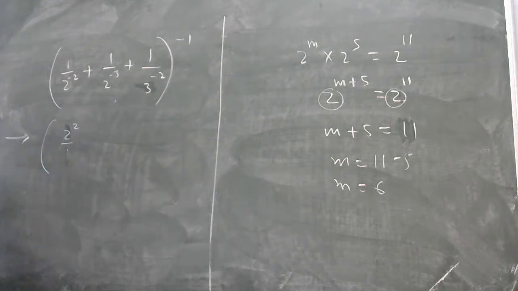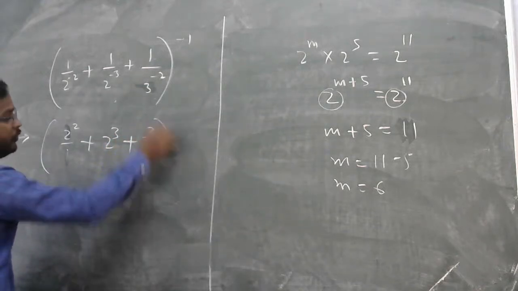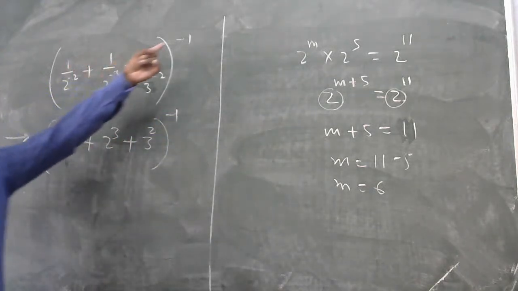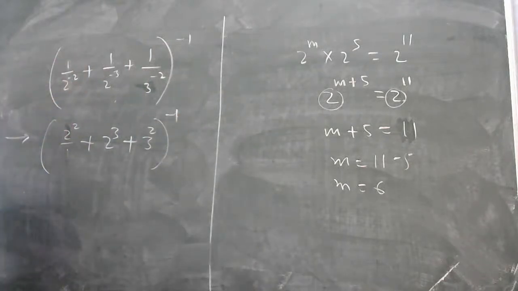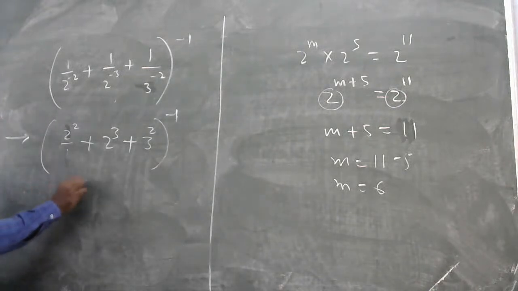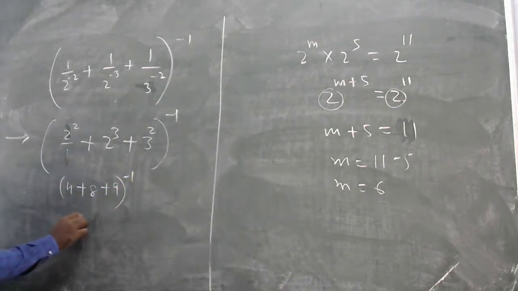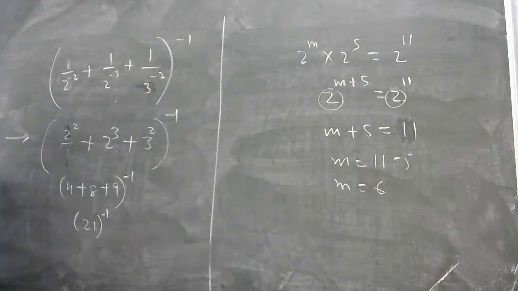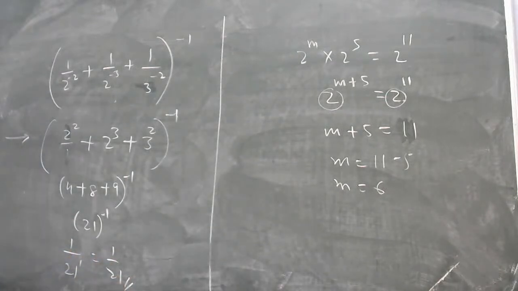You don't have to write that. Plus 2 to the power of 3 plus 3 to the power of 2, whole to the power of minus 1. This minus 1 you don't change, but you simplify inside the bracket, then you change the sign. So you get 4 plus 8 plus 9, whole to the power of minus 1. You get 21 whole to the power of minus 1. Now the power is negative. How to make it positive? So 1 by 21 to the power of 1, minus 1 will become plus 1. So 1 by 21. 21 to the power of 1 is 21 only.